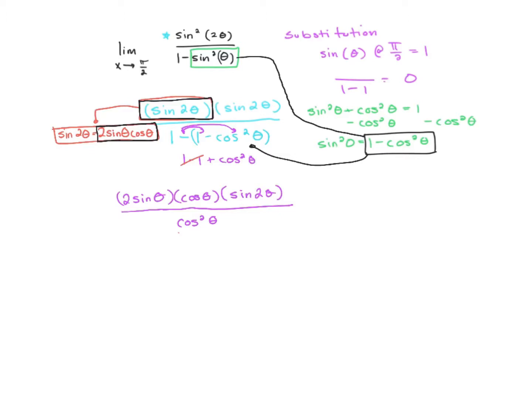And cosine squared theta can be written as cosine theta times cosine theta, because it is squared, so it is multiplying itself. So I can rewrite this as cosine theta cosine theta. Now this should essentially fix all our problems. Let's say plug the hole.